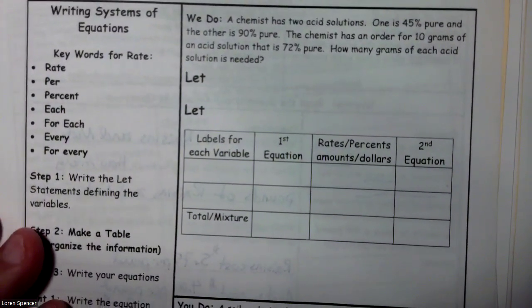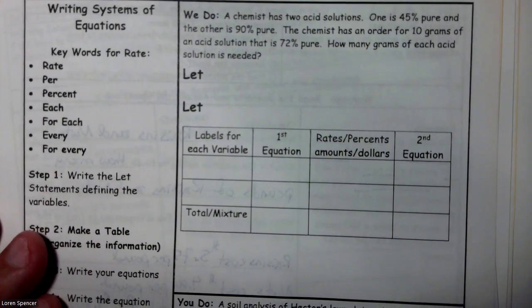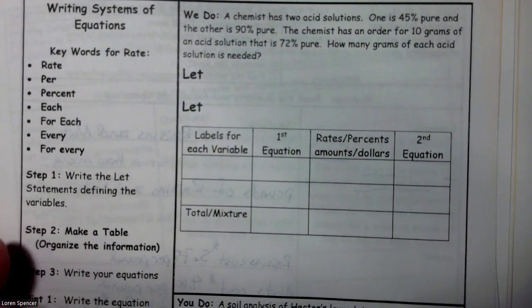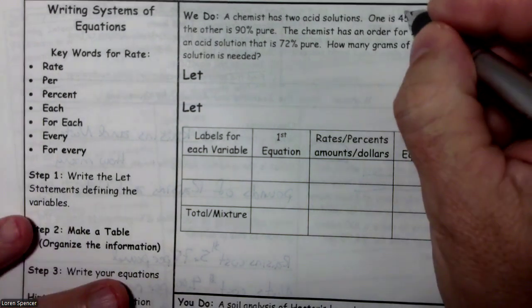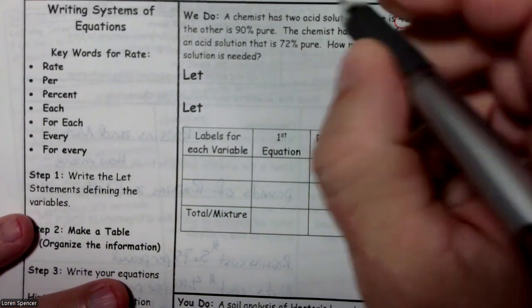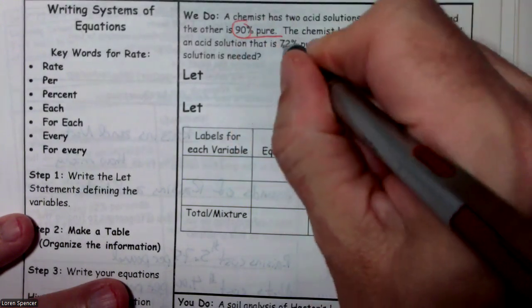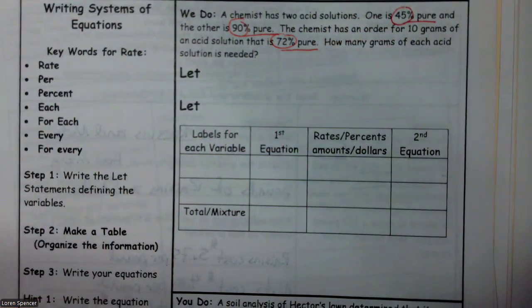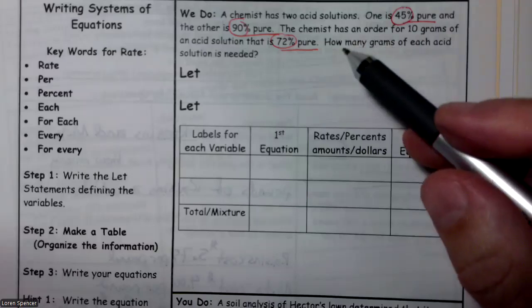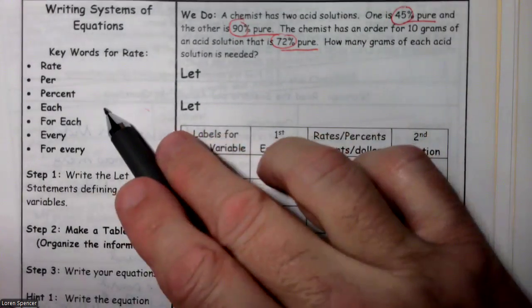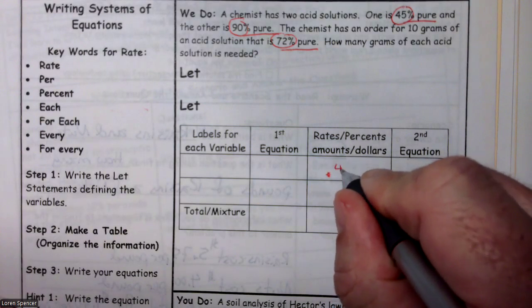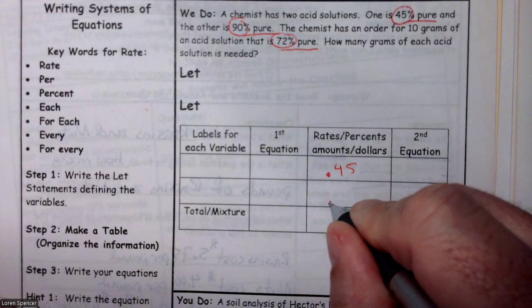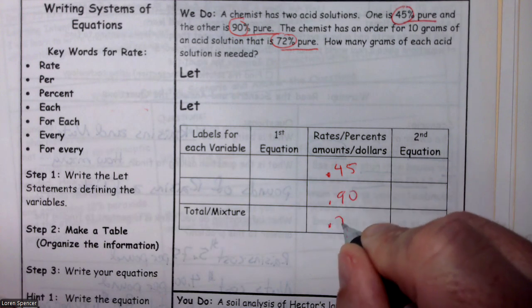A chemist has two acid solutions. One is 45% pure and the other is 90% pure. The chemist has an order for 10 grams of an acid solution at 72%. So I see this and I go, you know what? 45%, 90% pure, and 72% pure. So I have three rates, and I'm betting they should go here because they're percents. Percents are rates. So I'm going to say this is 0.45, and this is 0.90, and this is 0.72.